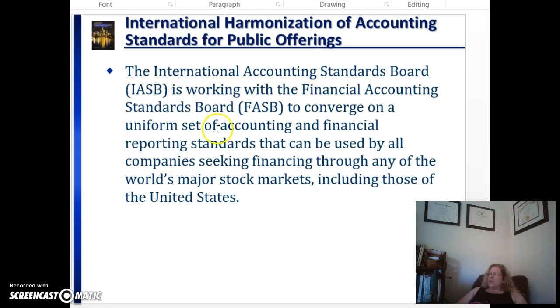The International Accounting Standards Board, the IASB, is working with the Financial Accounting Standards Board to try to converge a uniform set of accounting and financial reporting standards that can be used by all companies that are seeking financing through any of the world's major stock markets, including those of the United States. The idea behind this is to open up trade in other markets around the world and be able to invest in companies that might use foreign currency or even a foreign language, because as of now, I wouldn't invest in one of those companies because I couldn't read their annual report. But if they had a standardized way of reporting where everyone could understand it, then that opens up the market.